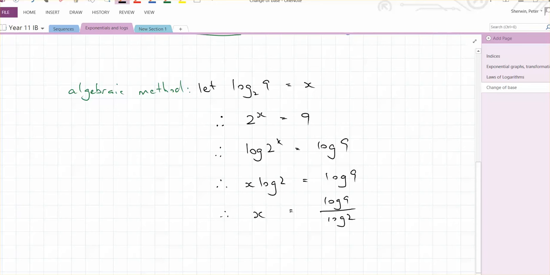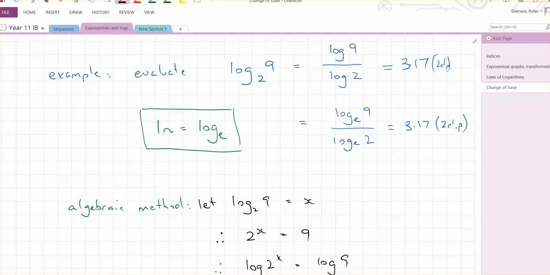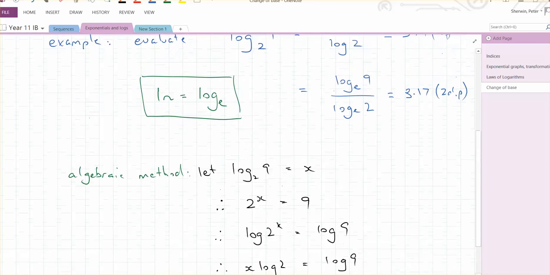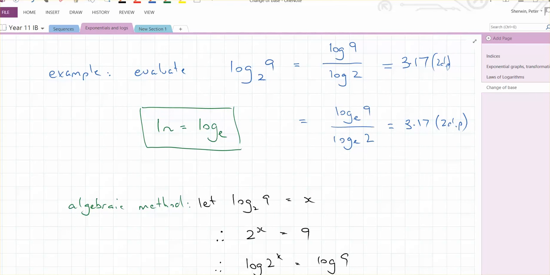And have a look at what we got there. Log 9 over log 2. We've got the same thing up here when we changed the base. Wow, it's all coming together here, isn't it? Here we used an algebraic approach, took the log of both sides, used the power law, and we've got the same thing. We know that that's 3.17. We're getting that whichever way we turn. So that's excellent. The change of base theorem is going to be very useful for us.